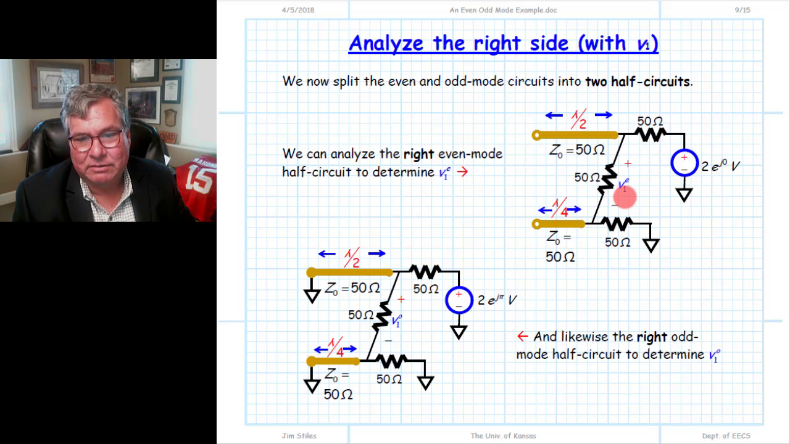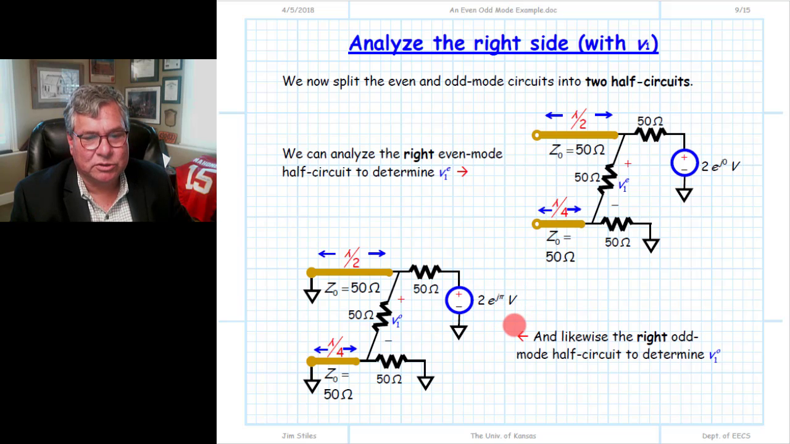V1 odd and V1 even most often are different values. There's no reason to assume that they would be the same. Sometimes they turn out to be, but for the most part they are different values. The reason they are different is, one, the transmission lines are short at the end, and on the other hand, these are open. The other reason is because the voltage source here is a +2 times e to the j 0, but the voltage source here is a -2, 2 times e to the j pi.